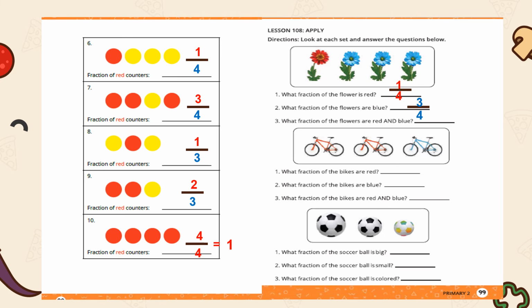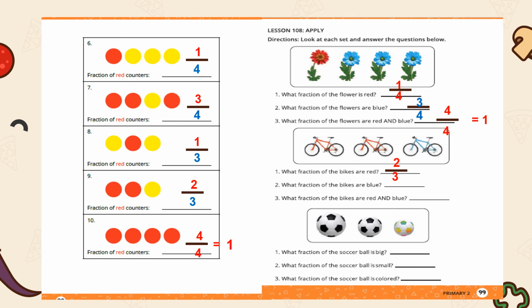Number 3. What fraction of the flowers are red and blue? So the total are 4 and he needs red and blue, they are 4. So the fraction is 4 over 4 equals 1. Next, we have group of pipes. He asked me what fraction of the pipes are red. We have here the total are 3. How many red? They are 2. So the fraction is 2 over 3.